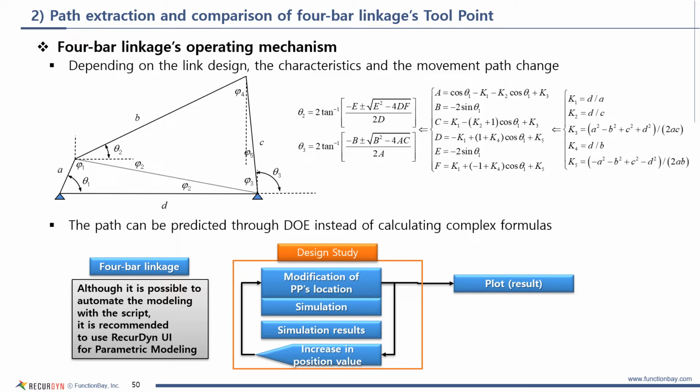First, parameterize the positions of a 4-bar linkage. Repeat the simulation while changing the position of parameters or nodes. Finally, if you draw and overlap the simulation results, it is possible to more visibly understand what kind of characteristics changes when the link structure is modified.